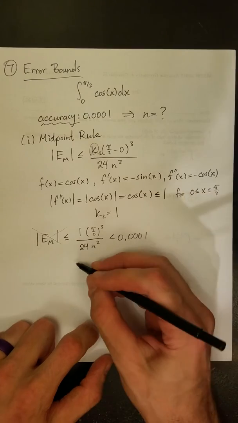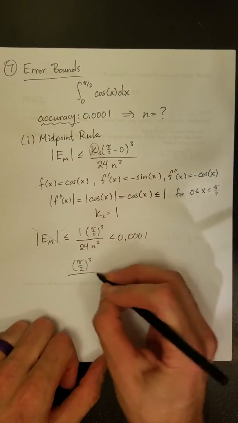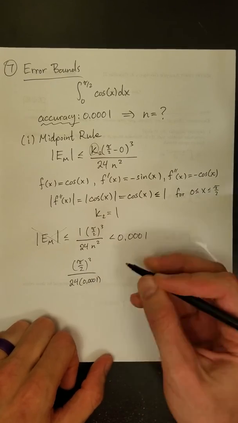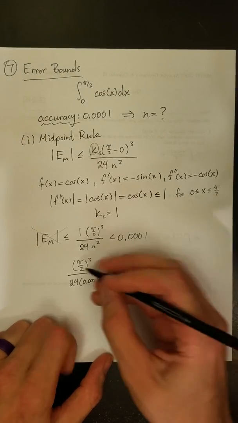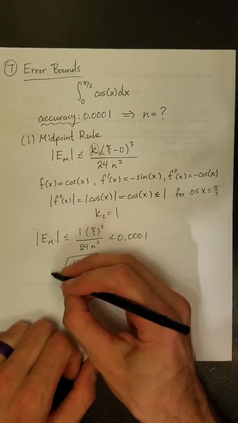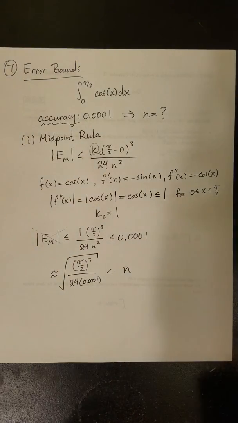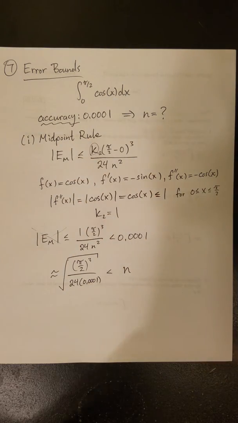So what I'll end up with is (pi/2)^3 divided by 24 times 0.0001, and this is less than n squared. Like I said, I'll do n and take the square root of both sides. So whatever this number comes out to be, I need to make sure that n is strictly larger than this number, and then we'll have the degree of precision that we want.